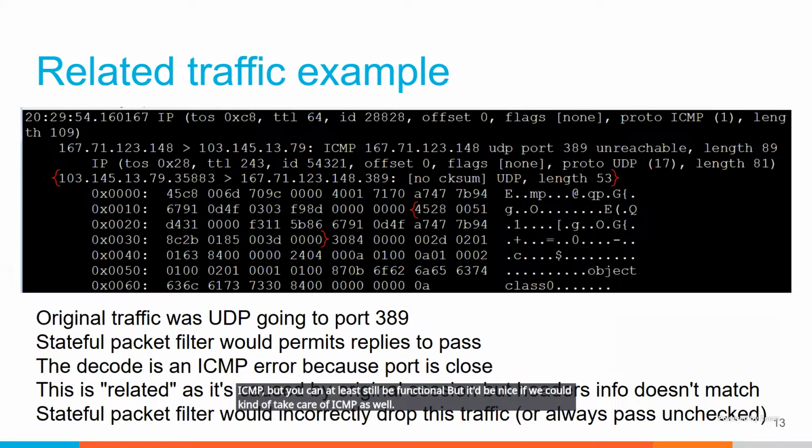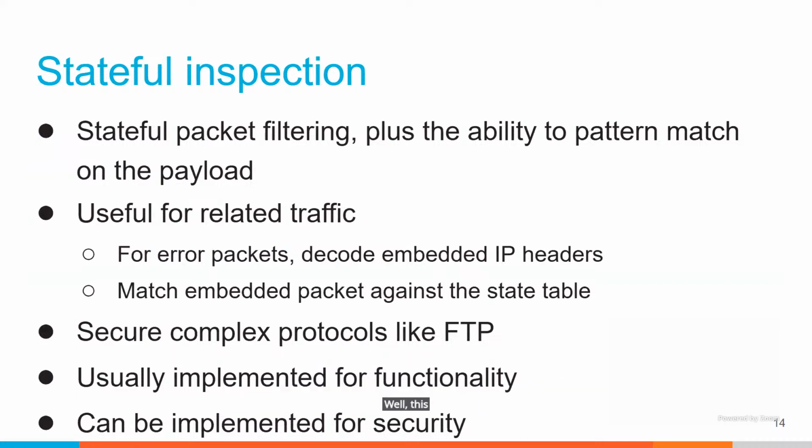So one of the interesting things about related traffic is it's in the payload. We talked about this when we talked about ICMP, right? We said anytime an ICMP error gets generated, the packet that caused that error to get generated is down in the payload. So if our state table could match on information in the payload versus the IP headers, that would help us fix this problem. Well, this is where stateful inspection comes in. So stateful inspection is stateful packet filtering plus the ability to look at pattern match within the application layer and use information there to be able to make good decisions.